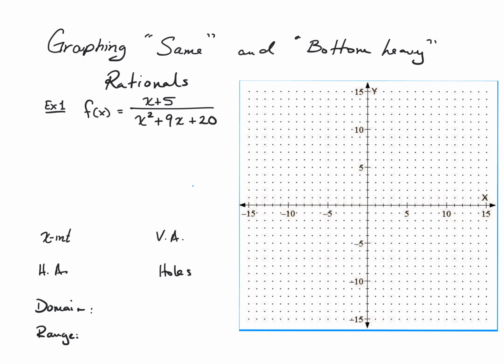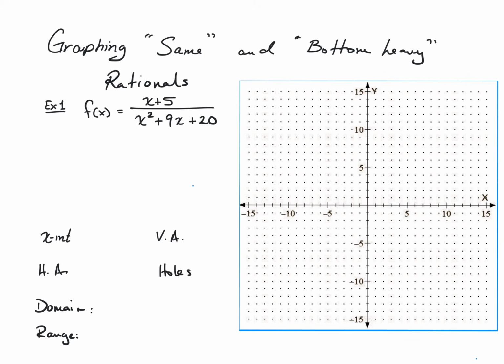Okay, so in this video we're going to discuss same and bottom heavy rationals. Same means that the polynomial in the numerator and the polynomial in the denominator are of the same degree. Bottom heavy, like the example you see in front of you, is showing that you have a polynomial that is a greater degree than that of the numerator. So here we go, let's do this problem.